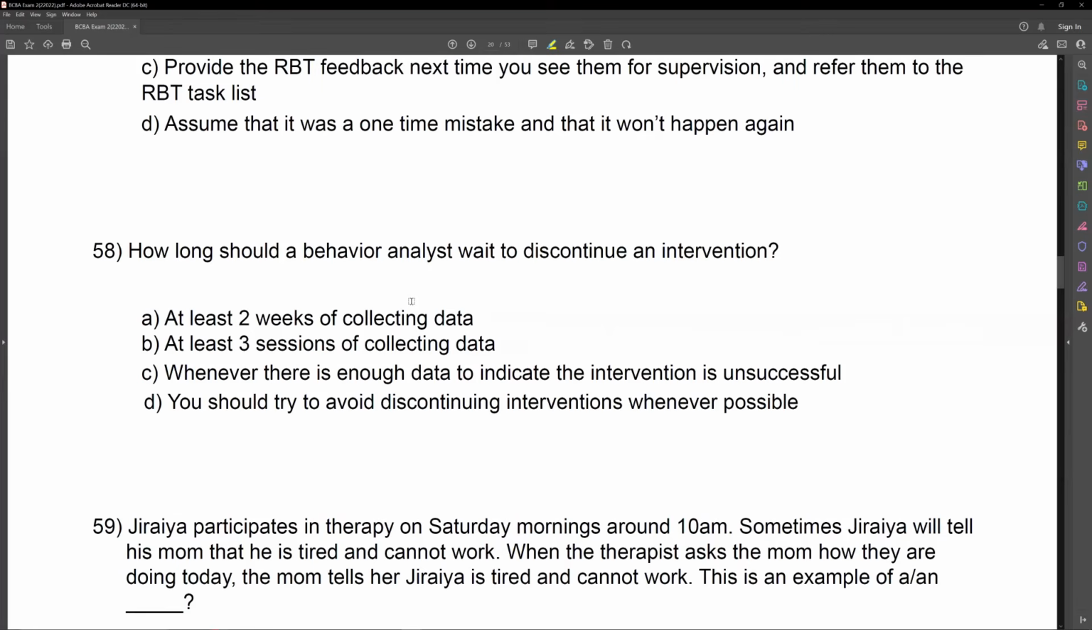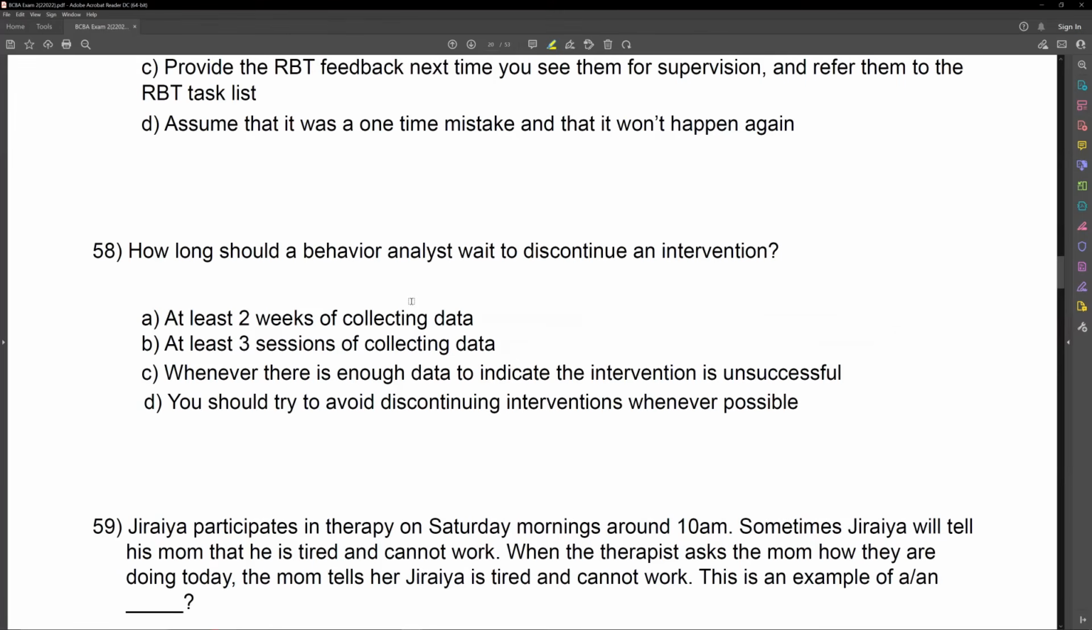Are we going to say, well, at least 2 weeks of collecting data? Think about your time maybe as an RBT, working in a school. Do you always need 2 weeks to figure out something's not working? No. Sometimes you know immediately, okay? Sometimes you know just right off the bat, this is not effective.